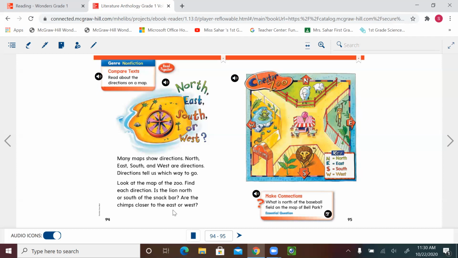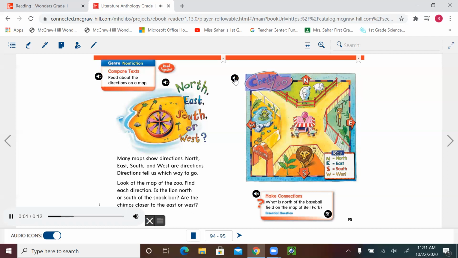All right, the second question. Are the chimps closer to the east or the west? You have to find them first. Yes. Are they closer to the east or to the west? I see the letter E, which stands for east, so I know the chimps are closer to the east. All right, let's listen to the direction in our map, the Chester Zoo.